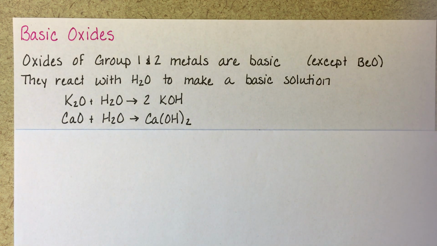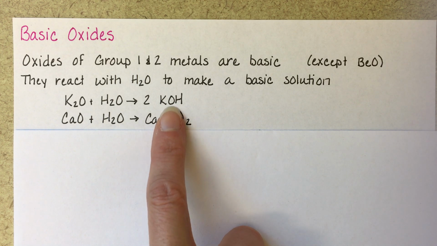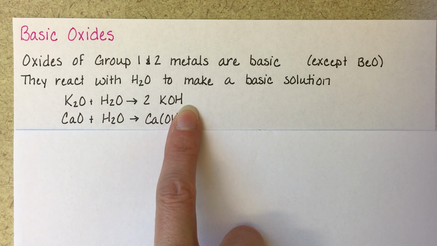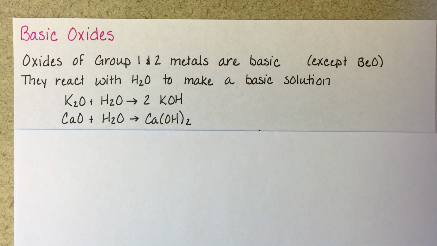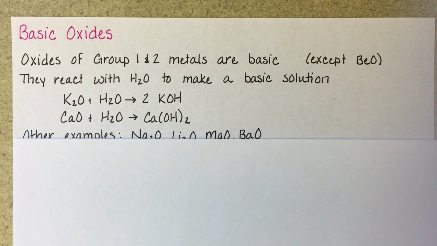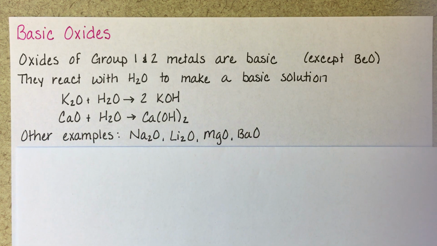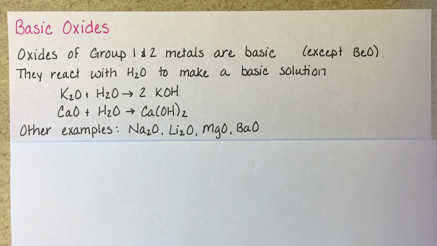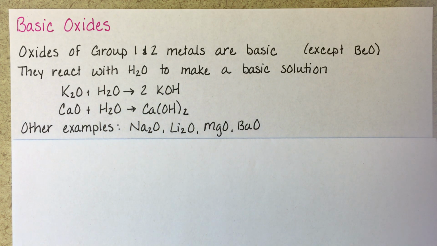Potassium oxide, which is a group 1 metal oxide, reacts with water to make KOH. Calcium oxide, which is from group 2, reacts with water to make calcium hydroxide. And as you know, both of these will dissociate in solution to produce hydroxide ion, which is why they are making a basic solution. And here's a few more examples of basic oxides that are pretty common.